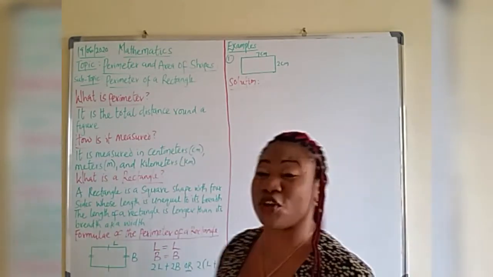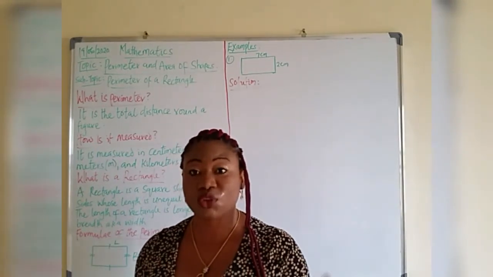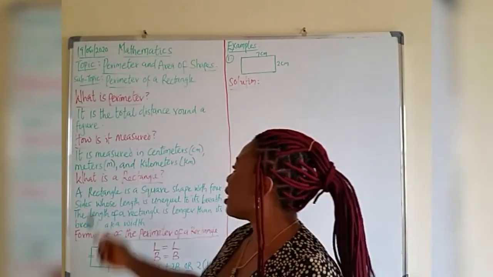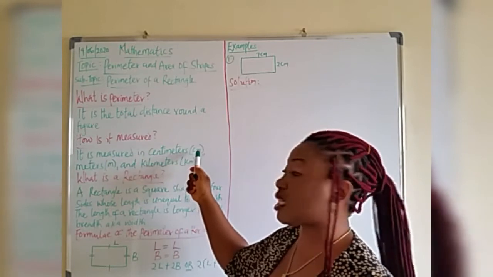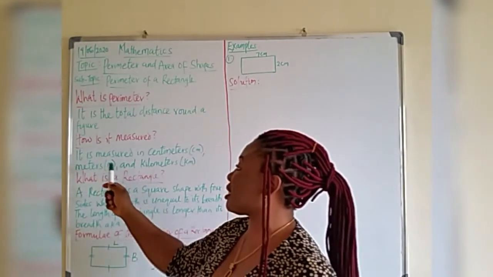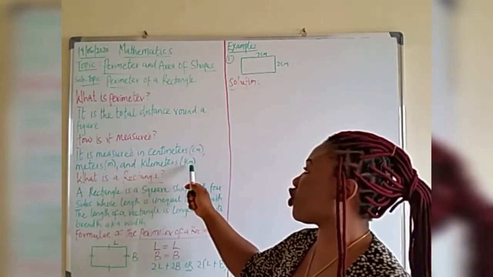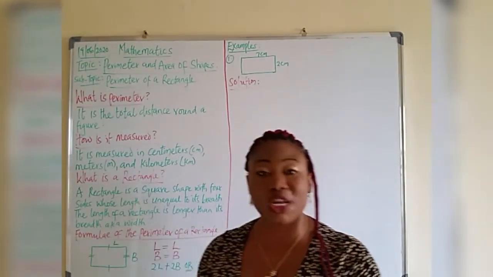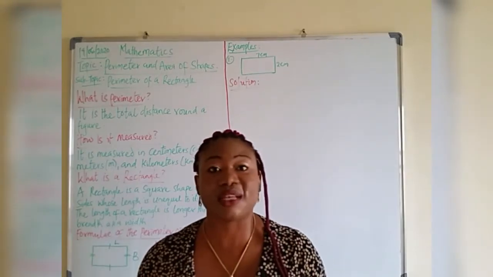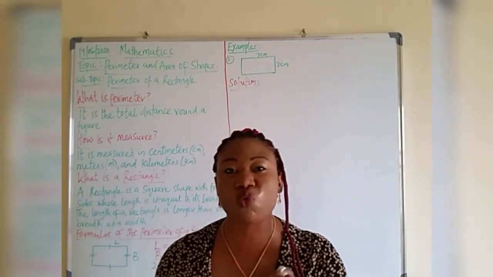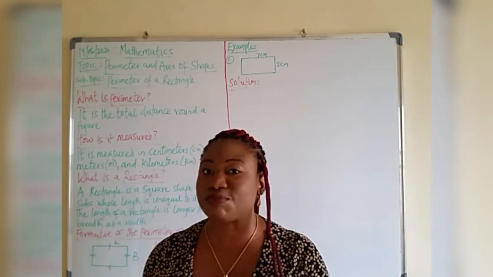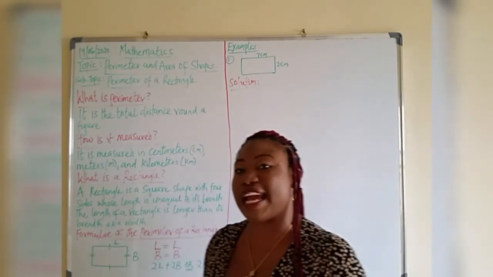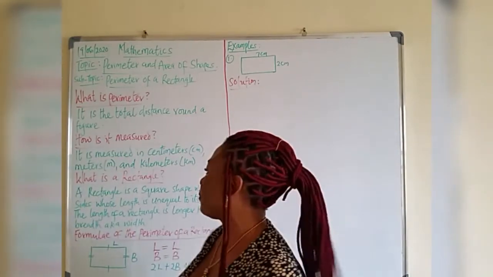And in today's class, the figure we're looking at is what? The rectangle. Now we want to know how the perimeter is measured. It is measured in centimeters, in short form cm, in meters, in short form m, and in kilometers, in short form km. What is a rectangle? So now we know what a perimeter is. It is important that we get to know what a rectangle is, because it's very vital for us to know that, so it can aid us in calculating our perimeter.